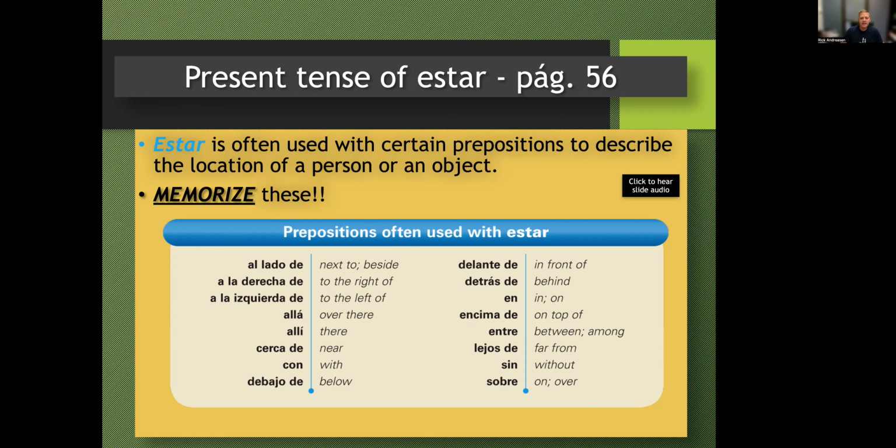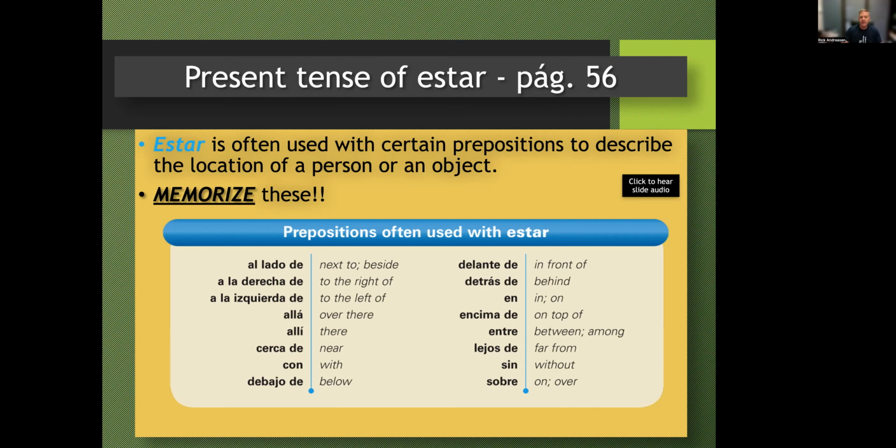Lejos de. It's far from. So we have cerca de, which means close to or near, and lejos de, which means far from. Clase, sin. Sin. Without. So we have con, which is with, and sin, which is without. Sobre. Sobre. On or over. Sobre.